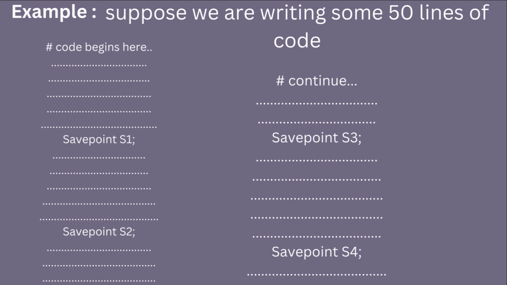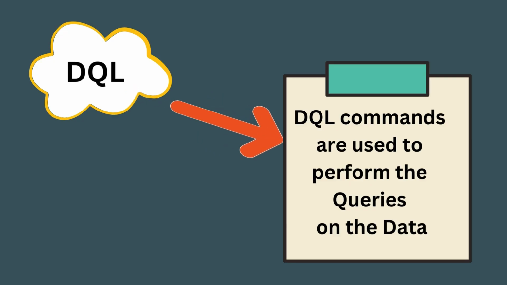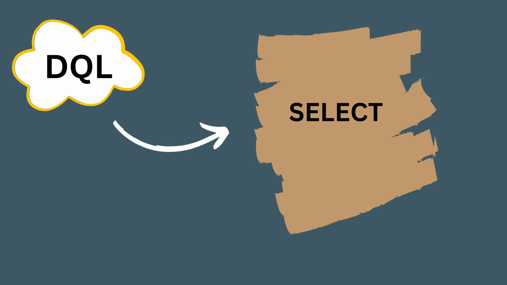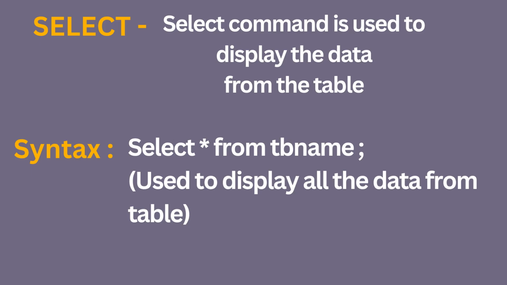And this is about TCL. And finally, we have DQL. DQL stands for Data Query Language. DQL is used to perform queries on the data. We have the select command under DQL. And the select command is used to display the data from the table.